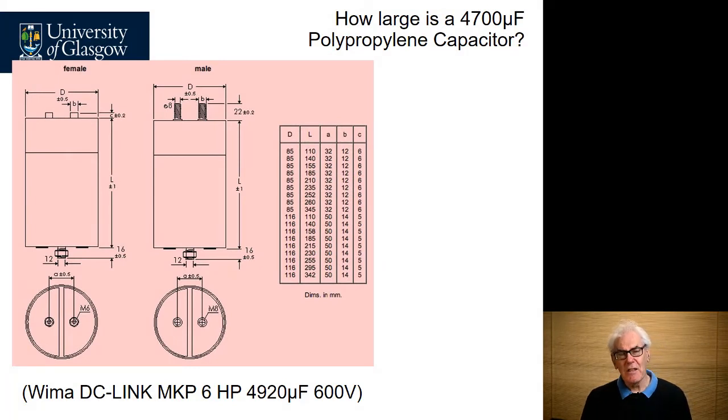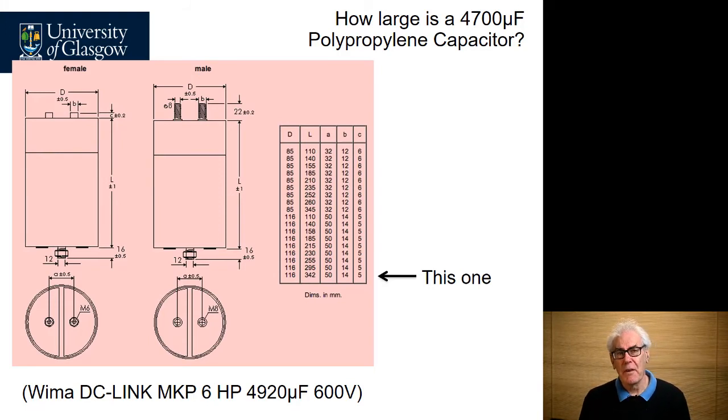So let's look at how large a 4,700 microfarad capacitor would be. Now you can buy electrolytic capacitors which are relatively small, but they're very low quality. They are not good tolerance. They can be plus 100%, minus 50%, which is quite common. So we've identified a high quality polypropylene capacitor here that would be 4,700 microfarads, and it comes out to this one here.